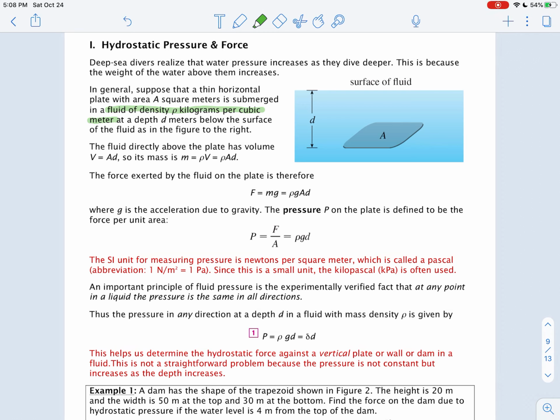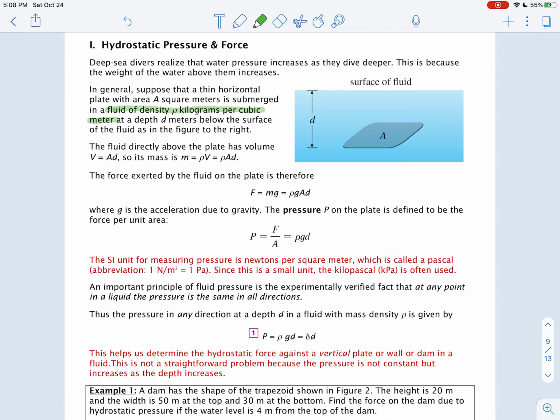So we know that experimentally it's been verified that at any point in a liquid, the pressure is the same in all directions. If you're at any point in a liquid at a particular depth, so at a certain depth under the surface, anywhere at that particular level, the pressure is the same in all directions. And we also know that the deeper we go under a liquid, the more pressure it has.